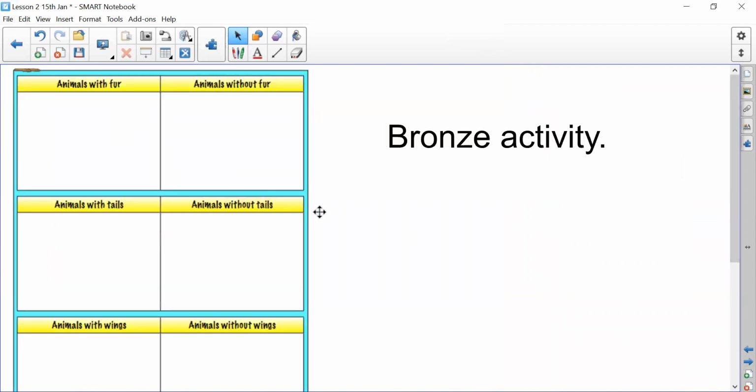So if you want a little bit of support, you could use this sheet. So animals you could classify, you can draw it in your book if you've got one. Animals with fur, animals without fur, keep it nice and simple. Animals with tails, animals without tails. Animals with wings, animals without wings. Okay, now I'd hope everyone in our year group can do that.